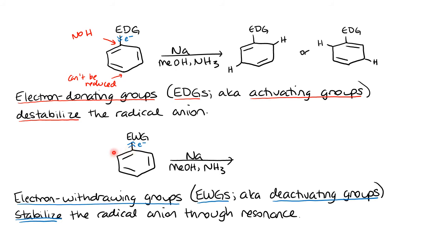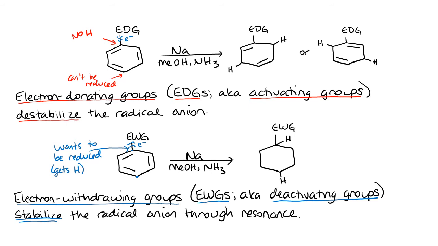So that's actually going to promote this carbon being reduced. So we'll say it wants to be reduced. So this particular carbon will get the H. Now we know that this carbon will get the H as well as the one that's opposite to it, and so this one will get it as well. So the product we get when the benzene ring is substituted with an electron withdrawing group is an H right next to the electron withdrawing group and opposite from it, as well as our two pi bonds.